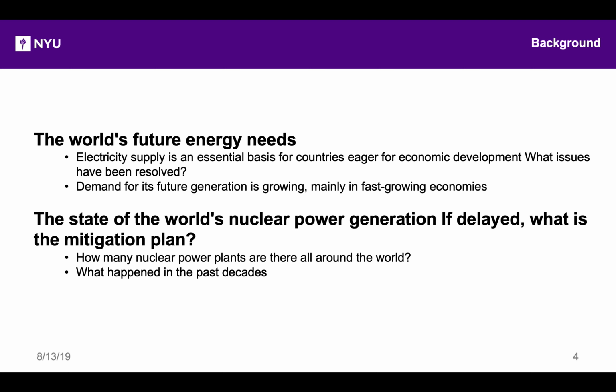The state of world nuclear power generation, and what is the plan? According to the World Nuclear Association in August 2012, there are 435 working reactors in 31 countries. The vast majority of planned nuclear plants are concentrated in Asia, where nuclear power is growing actively, while new plants in Europe and the United States remain stalled.